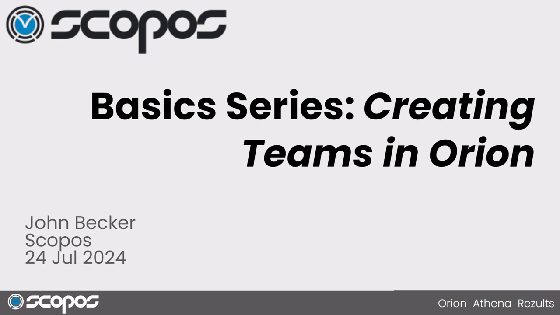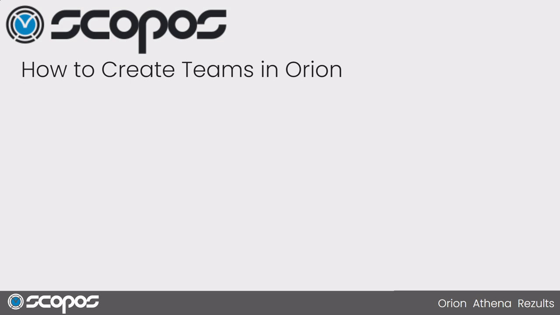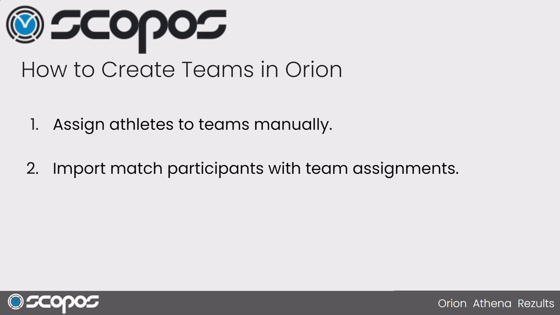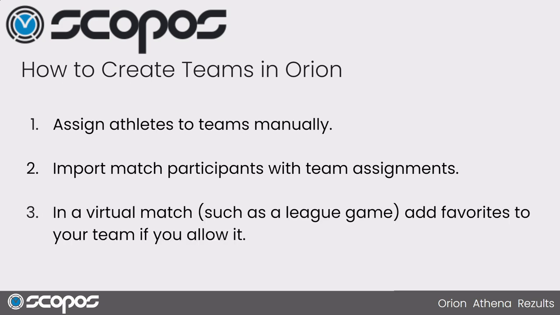There's really three main ways to create teams in Orion. We'll go through each one of those in succession. First one is to assign athletes to teams manually. Second, we can import match participants with team assignments predefined in that import file. Or in the case of a virtual match, such as our league games, you can add favorites to your teams if you allow it when you open the league game. So let's review each one.